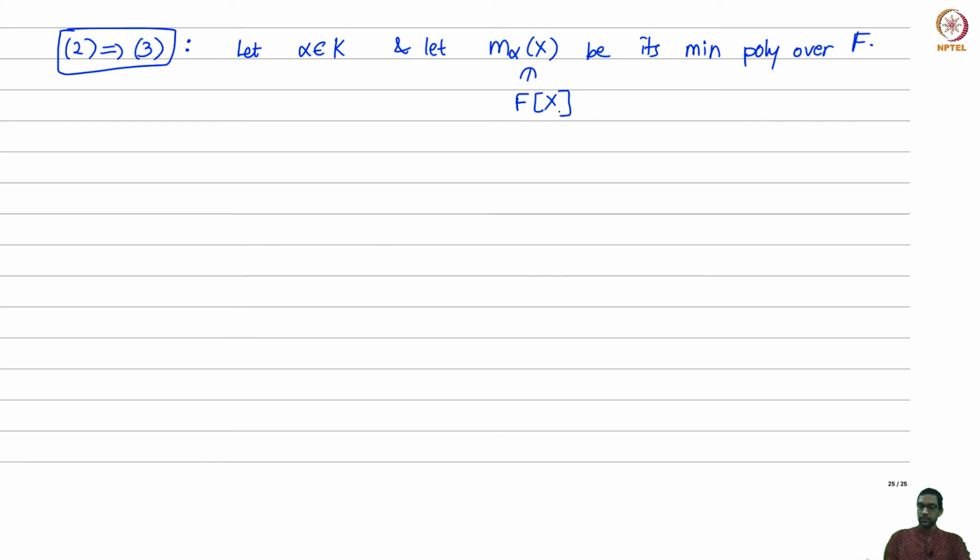Okay, so let's assume the contrary. Suppose m_alpha(X) does not split.